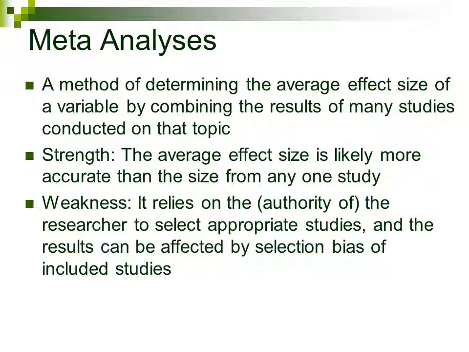And then the main weakness of meta-analyses is that they rely on the authority of the researcher to select appropriate studies, and the results can be affected by selection bias of included studies. Authors usually come up with certain criteria for picking studies, maybe based on the journal that the article was published in, or the minimum number of people in each group, and the method by which the statistics are reported in the original articles. However, it's possible that the authors writing the meta-analysis intentionally or unintentionally leave out studies or come up with criteria that exclude the studies that they don't want to include in their analysis.